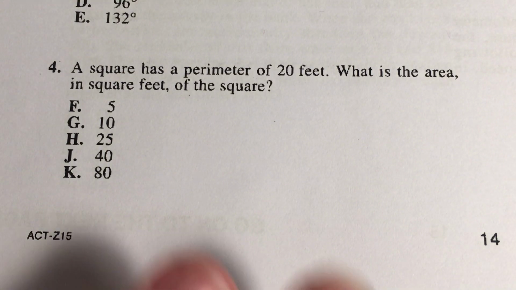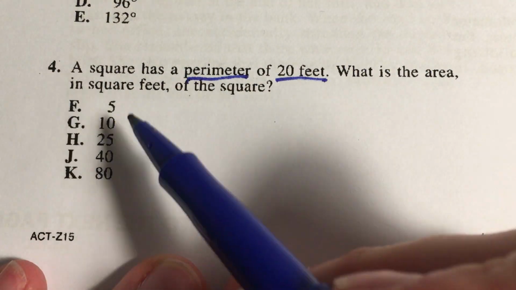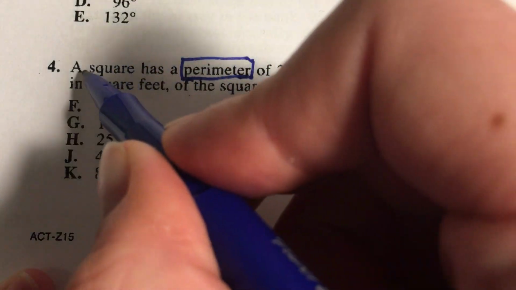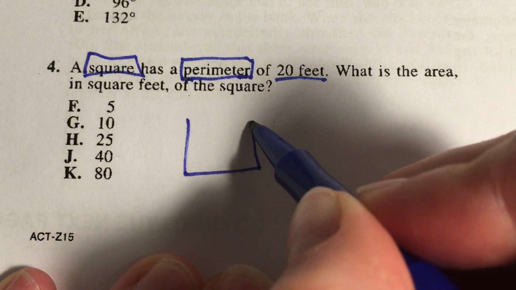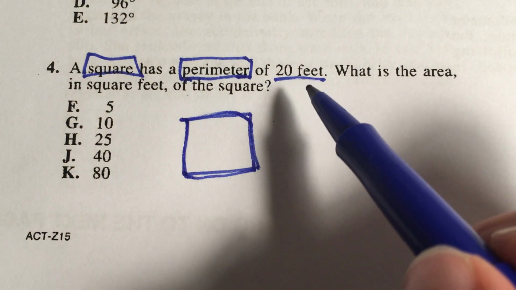Number 4 says a square has a perimeter of 20 feet. What is the area in square feet of the square? So they tell me the perimeter. They tell me what shape it is. So I'm going to immediately draw a square. They tell me the perimeter is 20 feet.